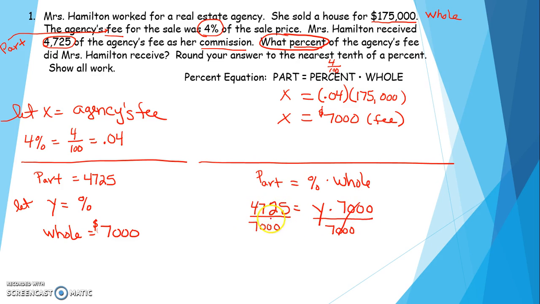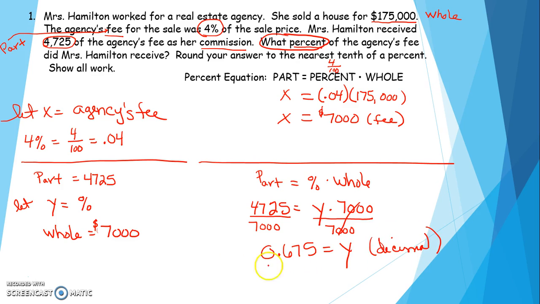And part out of total will give you your percent. So I'm going to again pick up a calculator and type in $4,725 divided by $7,000, the total fee. And I get 0.675. That's Y, written as a decimal.